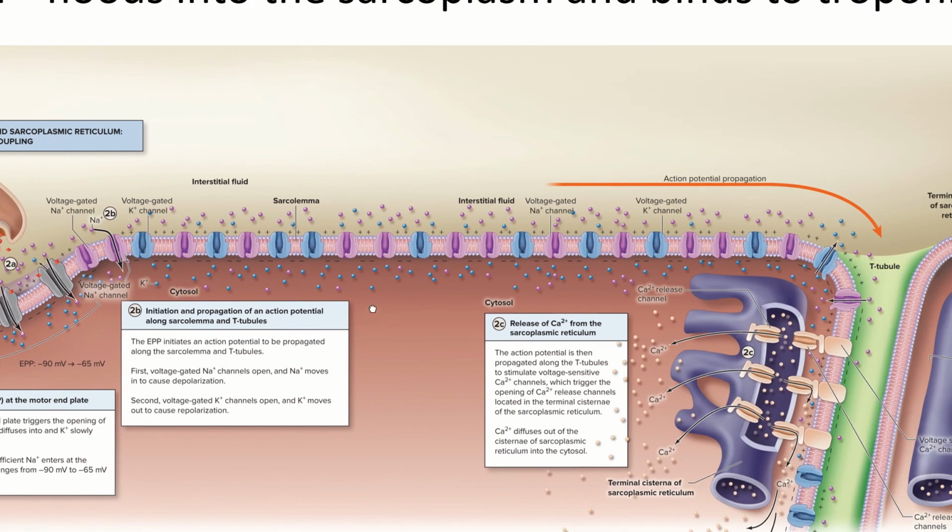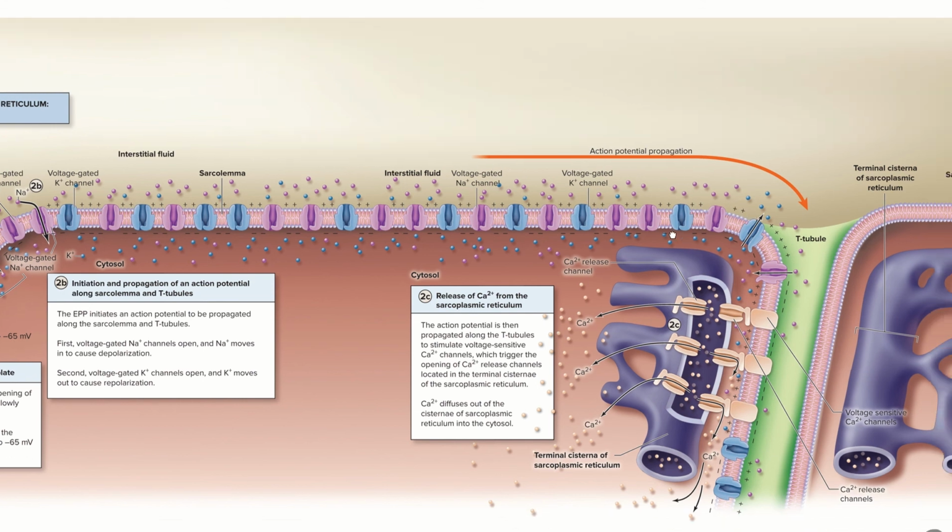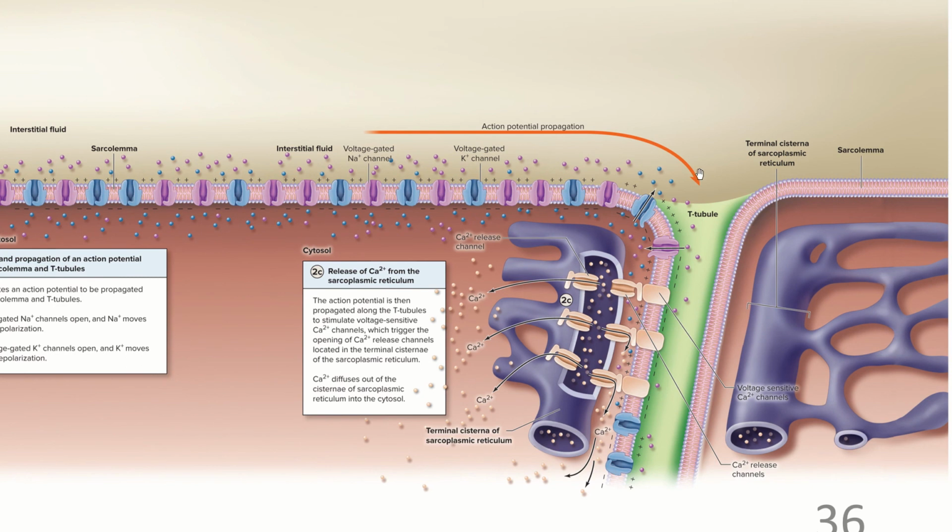So this depolarization wave is going to continue all the way down the sarcolemma, where we're going to have depolarization followed by repolarization. The T tubules will take the action potential, which is the depolarization followed by repolarization, down into the muscle fiber, into the sarcoplasm. Along the T tubules will be more voltage-gated channels, which are called the calcium channels. So this is the second place that we have seen calcium channels thus far.